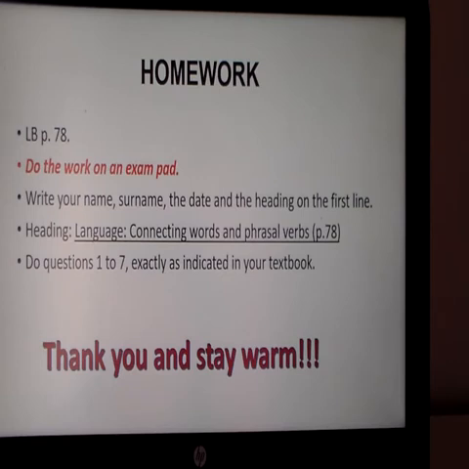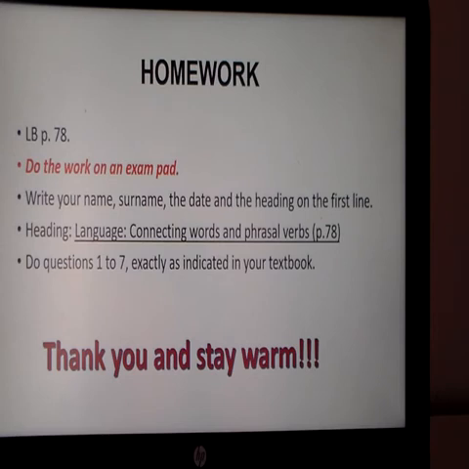I'm not going to give you too much to do for today, your homework. I want you to do it on an exam pad on the first line. As always, please write your name, surname, the date on which you do the exercise, and the heading. Our heading for this exercise is language, connecting words and phrasal verbs, and your page reference number in brackets, please. And then I would like you to do questions 1 through to 7 in your textbooks. If your questions are not numbered the same, it doesn't matter. As long as you've got the correct page reference number, then we'll find them. Just number them as they appear in your textbook.